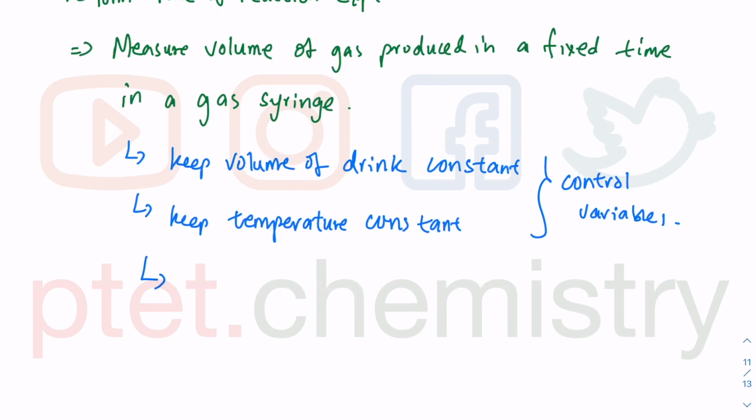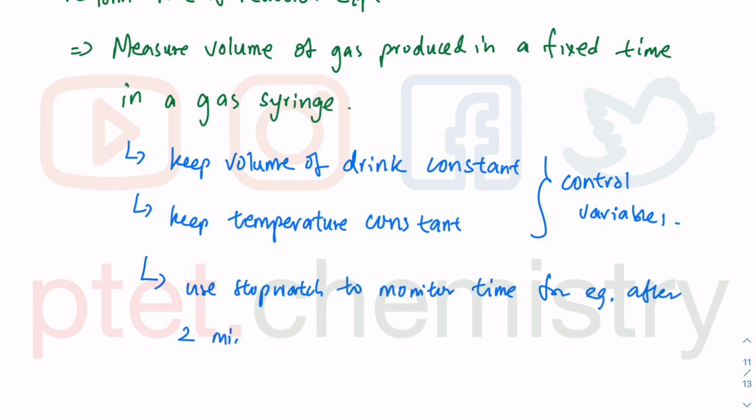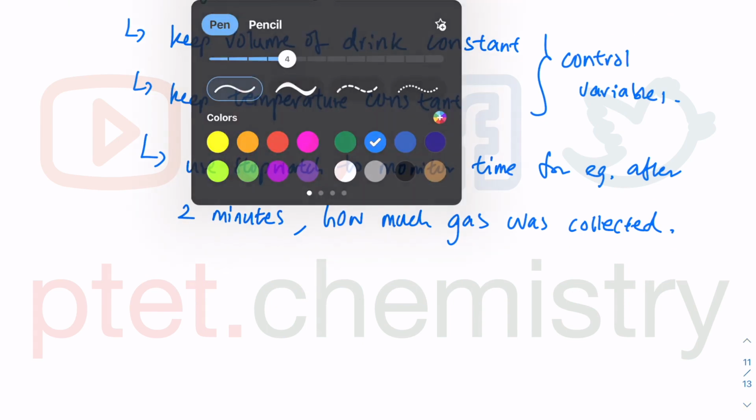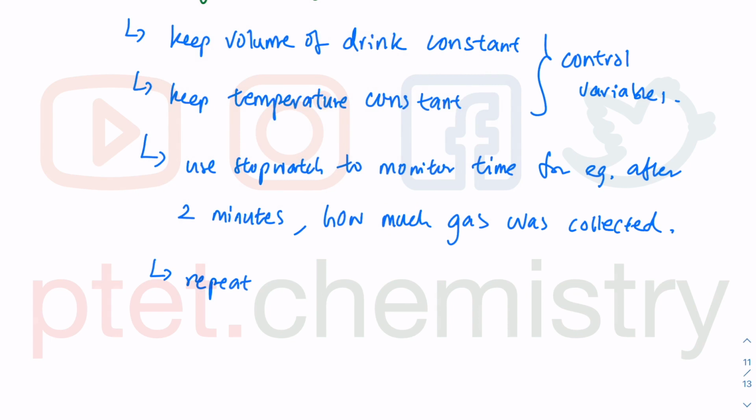We measure the volume of gas. So use a stopwatch to monitor time. For example, after 2 minutes, or after 1 minute, how much gas was collected. The reaction might still be going on, but how much gas was collected after 2 minutes for each. And then repeat the same thing for the other drink, collect the volume of gas as well.